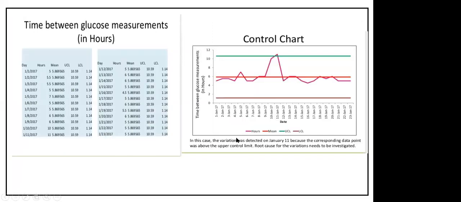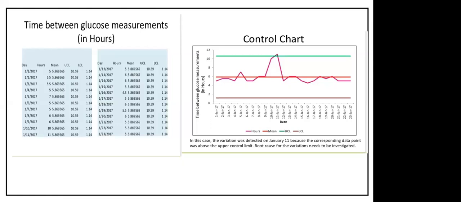In this case, a variation was detected on January 11. You can see in the graph there is a variation on January 11. The graph touches the upper control limit, and all the others are within the control limits. The corresponding data point was above the upper control limit, and the root cause for the variation needs to be investigated. So we want to identify what problem affected January 11, because in this graph you can see an uplift on that date.